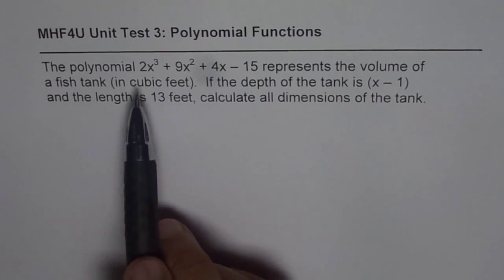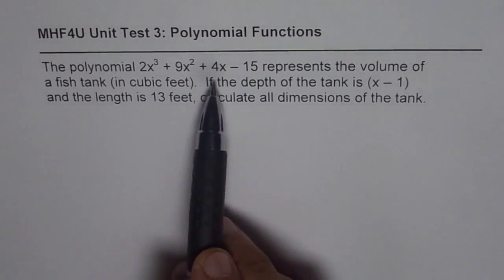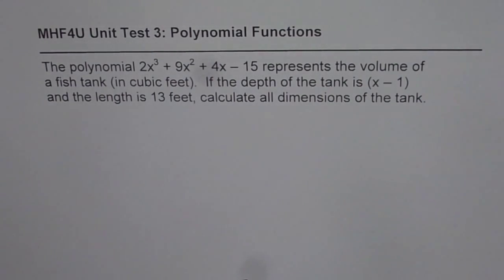The polynomial 2x cubed plus 9x squared plus 4x minus 15 represents the volume of a fish tank in cubic feet. If the depth of the tank is x minus 1 and the length is 13 feet, calculate all dimensions of the tank.